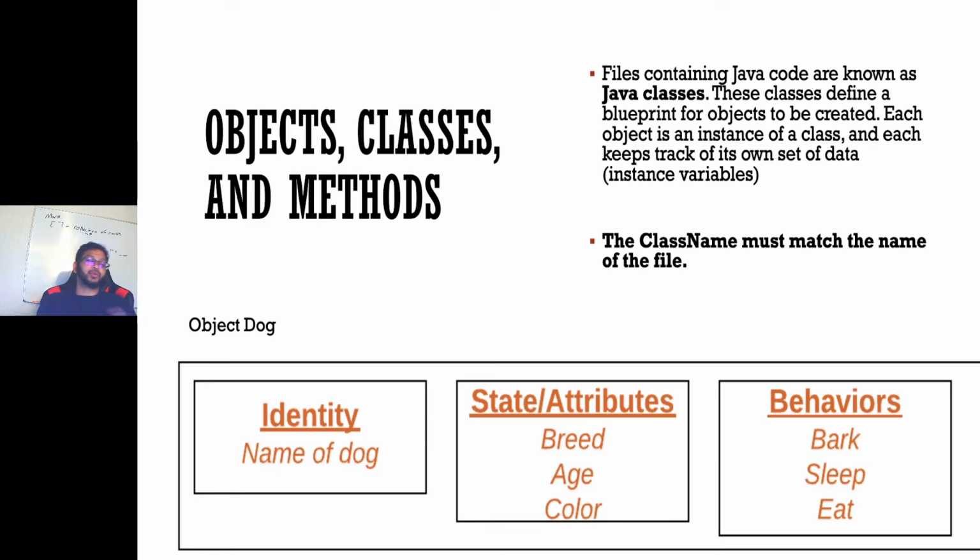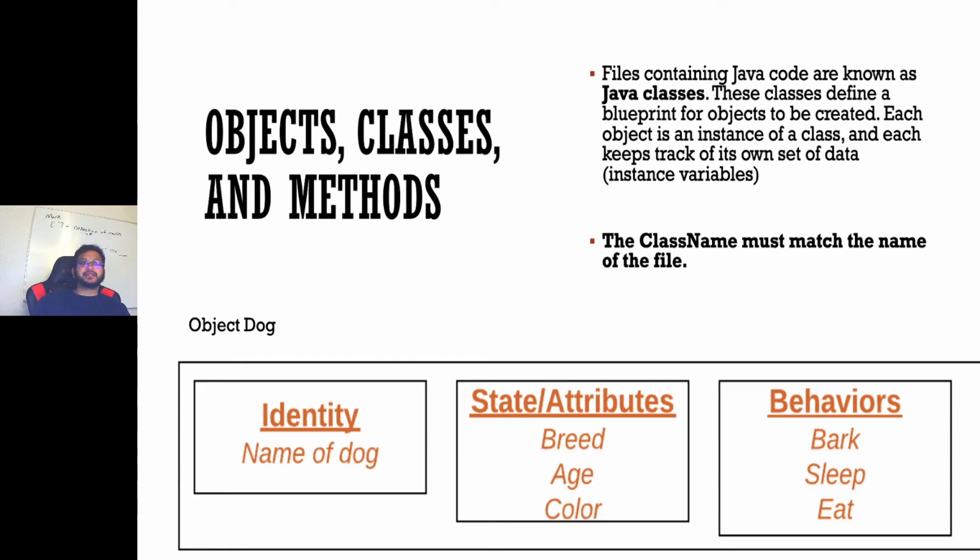Now, to take a step away from that, we're going to talk about object-oriented programming. In Java, you have objects, you have classes, and you have methods. One of the things to note is a class name must match the name of the file. So if you have an object called dog in this example, you'd want to have the class name Dog and the file name called Dog.java.